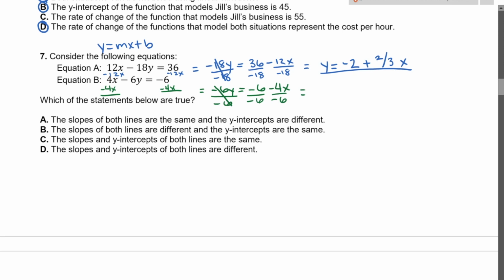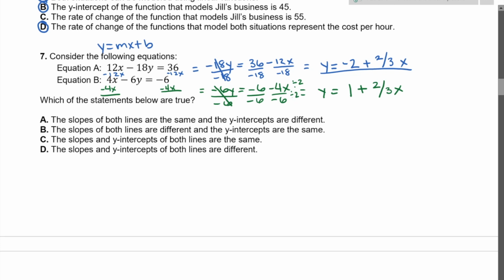Cross these out. Y equals a negative divided by a negative is a positive, and 6 divided by 6 is 1. Negative divided by a negative is a positive. 4 over 6. So what does 4 and 6 have in common? 2. So what's 4 divided by 2? That's 2. And what's 6 divided by 2? That's 3. And don't forget the x. Okay. So which of the statements below are true?